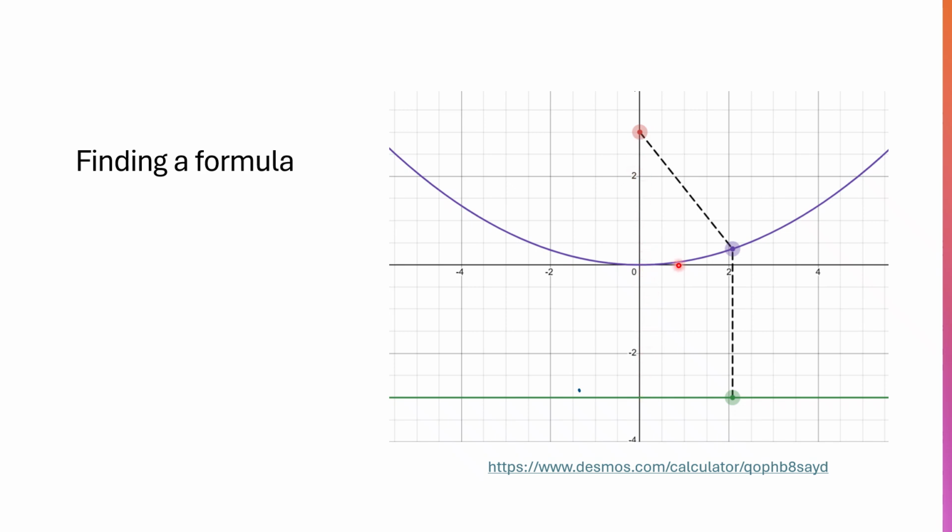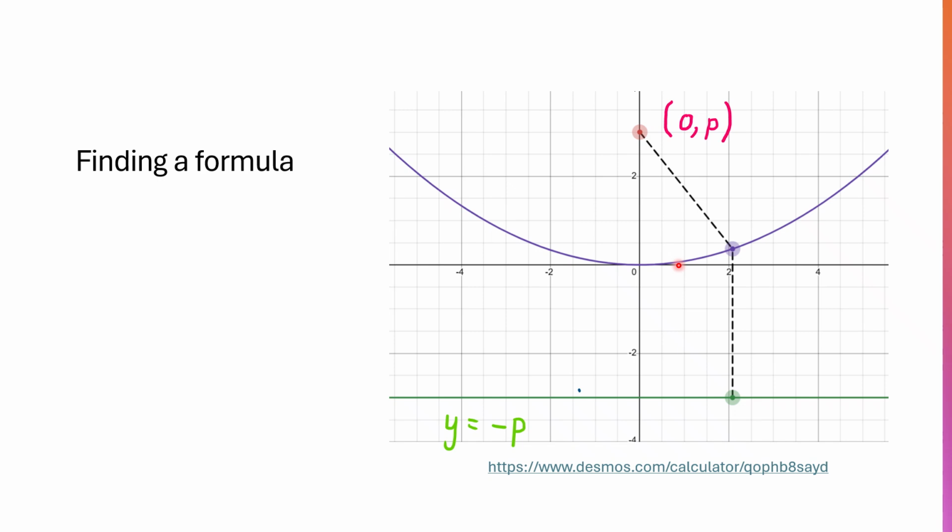So if we have our focus on the y-axis at some height p, and we have the coordinates (0, p), then our directrix will be at height negative p. So our directrix will have an equation of y is equal to negative p. And then we want to describe a point that lies on this curve.